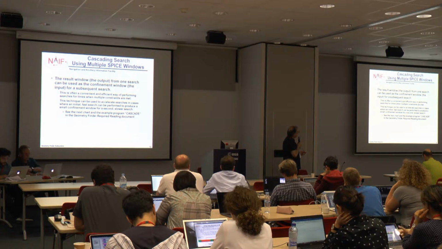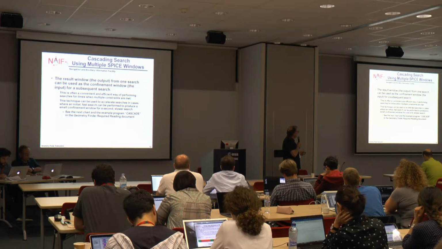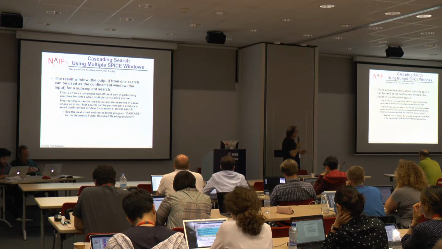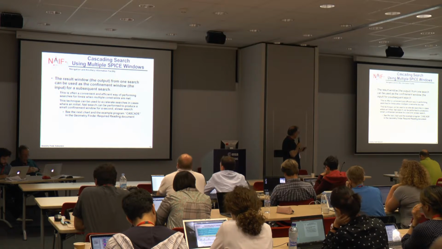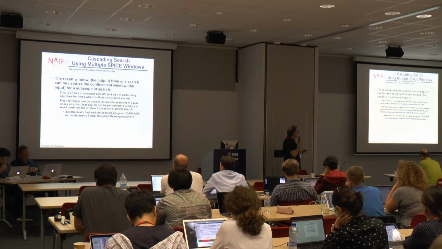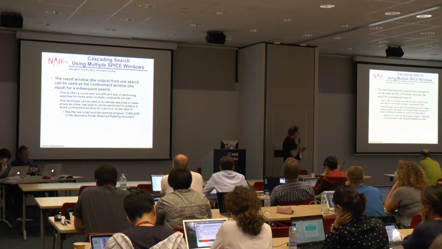The result window from one search can be used as the confinement window for a subsequent search. This is often a convenient and efficient way of performing searches for times when multiple constraints are met. The technique can be used to accelerate searches in cases where an initial fast search can be performed to produce a small confinement window for a second, slower search.